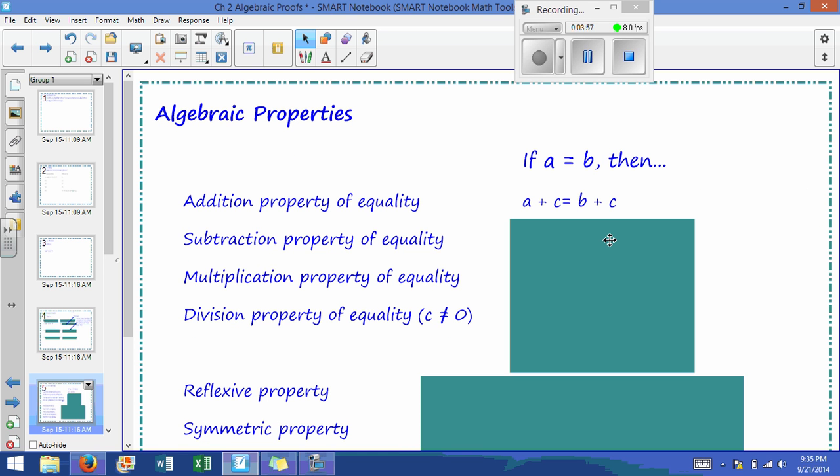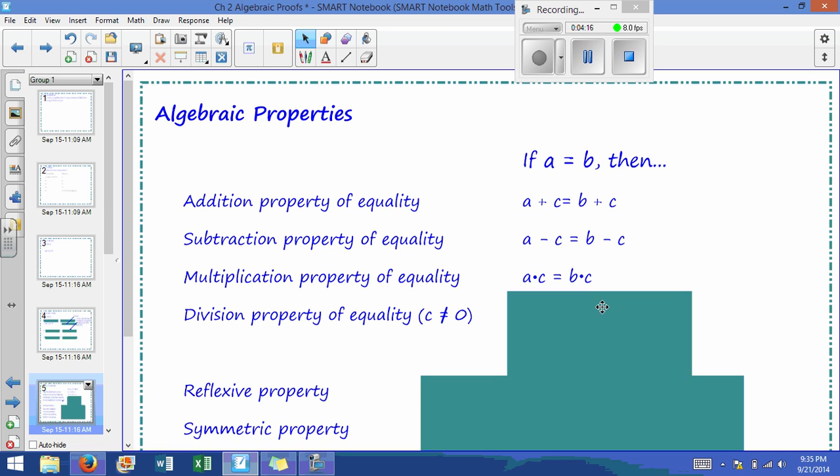Okay. Next, the subtraction property is pretty self-explanatory as well. If you have an equality, you can subtract the same thing from both sides. Again, I'm just using letters here to abbreviate the idea of what you do to one side, you must do the other.